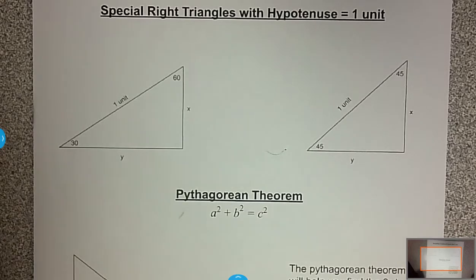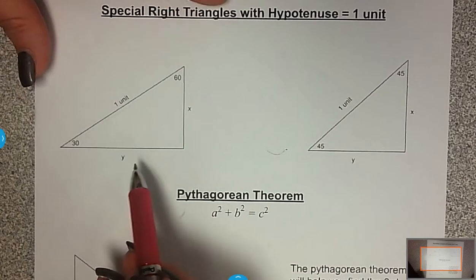Alright guys, today we're going to talk about the special right triangles that we did in the last couple videos. That's the 30, 60, 90 and 45, 45, 90 triangles. But these are special because the hypotenuse is 1 unit. This is what's going to tie your geometry trig to the Algebra 2 part of trig.